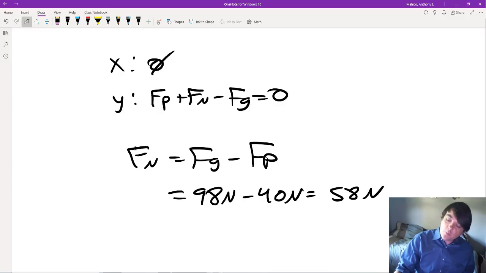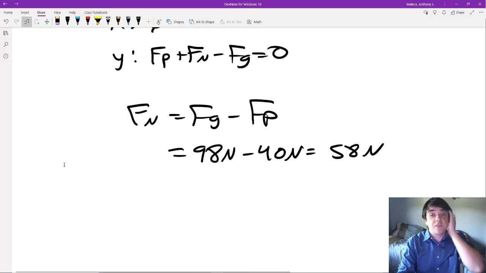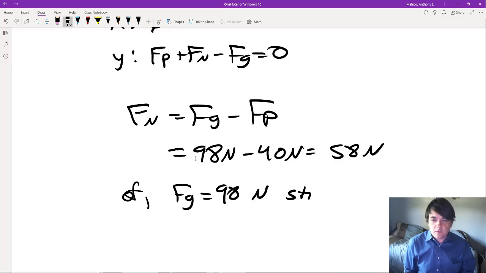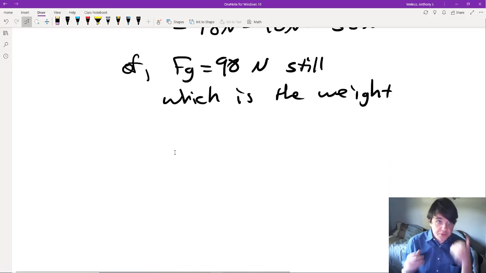And it's true, right? If you pull up on some object that's on a table, you reduce the amount of normal force there. If you pull up enough, you'll eventually lift that object up, right, when the normal force goes to 0. We would have to lift up with 98 newtons for that to happen. And we'll do that in the next part. Of course, Fg equals 98 newtons still, which is the weight, okay? So again, the weight isn't changing, but the normal force is, okay? So they are not the same thing.